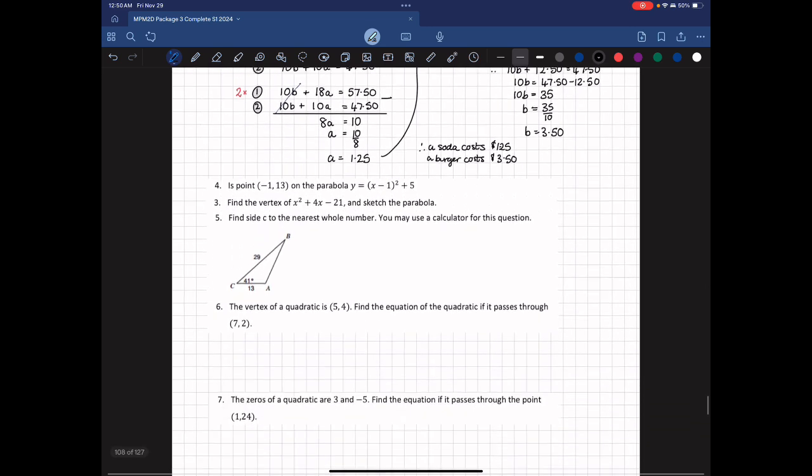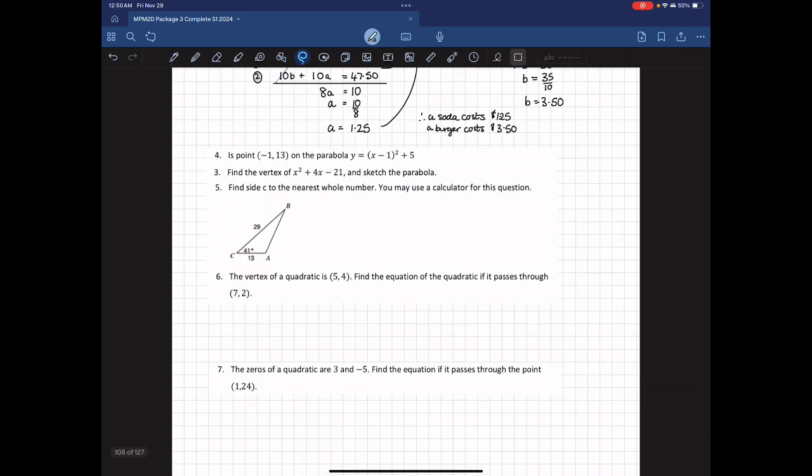Okay, number 4. Let me just grab hold of these and move these. Oh, not number 4. We're doing number 3 next. Let's do number 3.